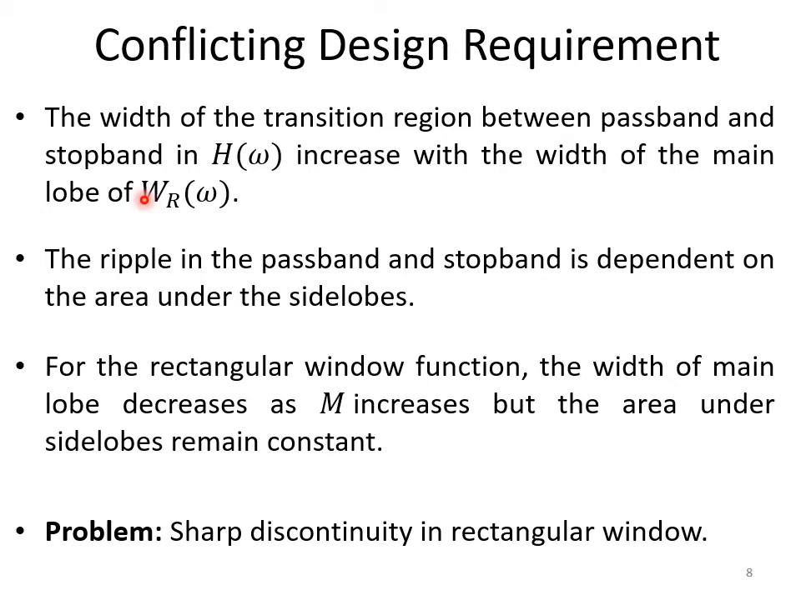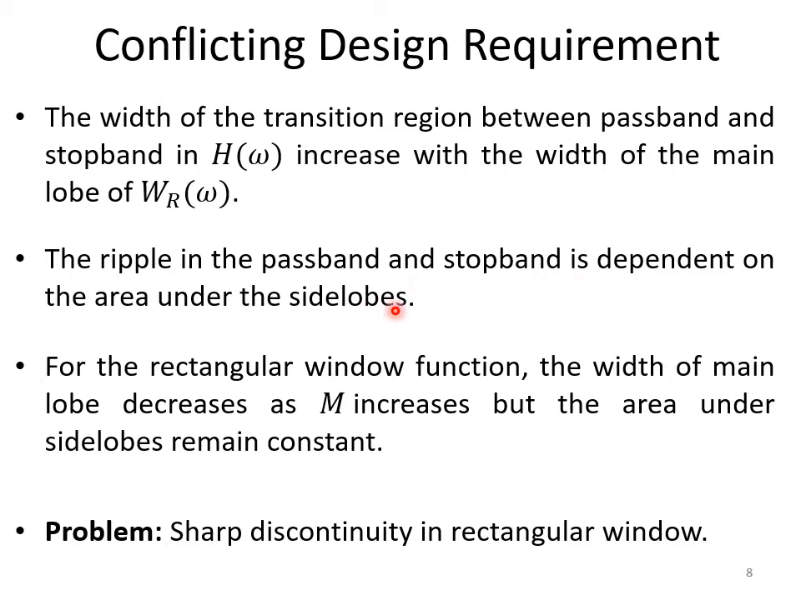Whether it is rectangular or other window functions that we are going to discuss in the next slides. For now, we are basing all this discussion on the rectangular window function, and this would also apply to the other window functions as well. So the first thing is that the width of the transition region is basically dependent on the width of the main lobe of W_R of omega, and both depend upon the value of M. As M is increased, the width of the main lobe decreases and the transition band decreases, right?